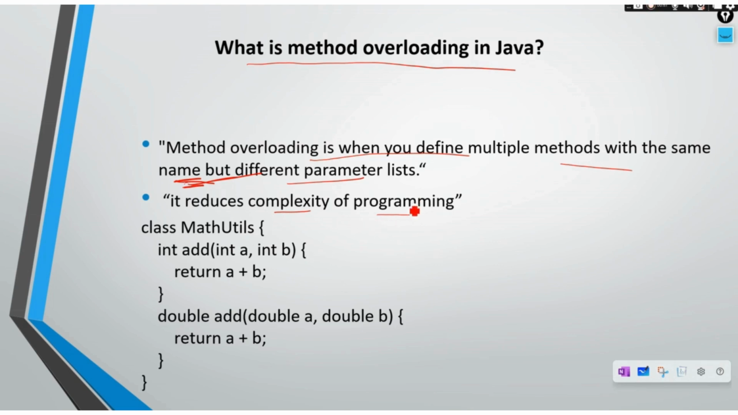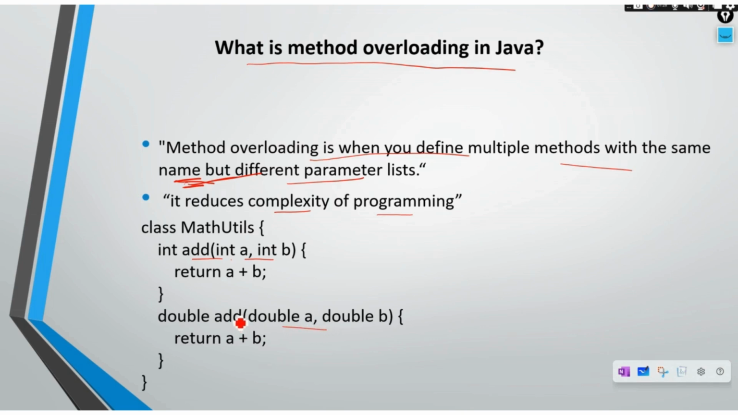Suppose I do not have the leverage of overloading, like in C language, where we cannot overload methods. In that case, for each and every change in argument, suppose in our example here we are using an add method for integer type data and one more add method for double type data, in C we would have to change the method name each time we change the arguments.